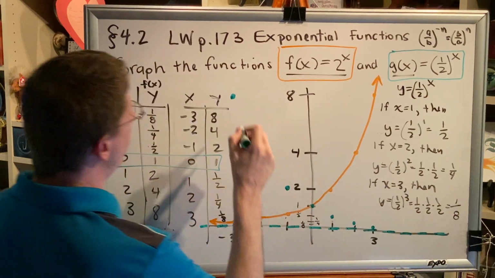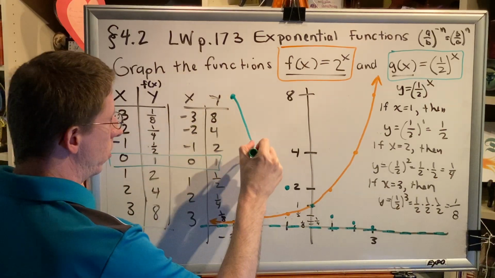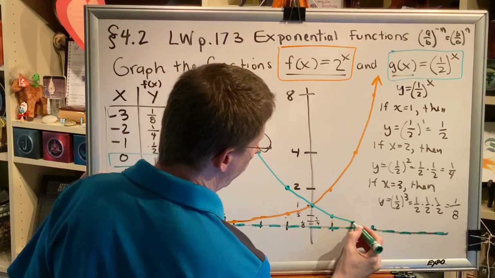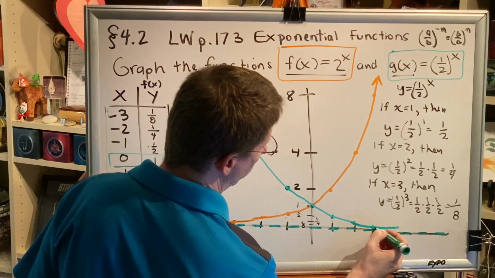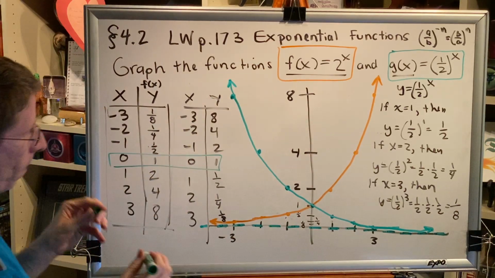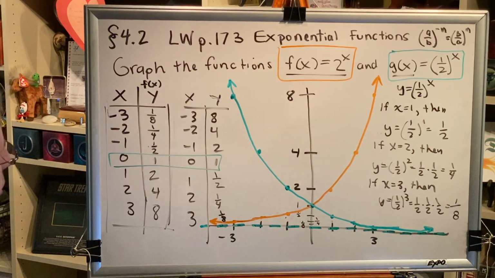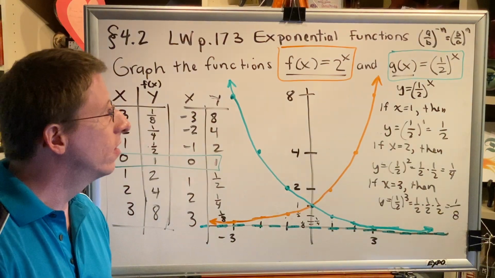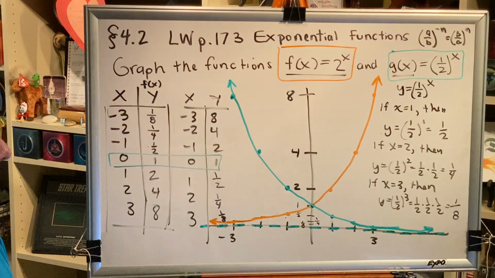And once again, we notice that there is an asymptote for our curve, because these values are going to approach but never reach 0. All right, so we have now created the graphs for f of x equals 2 to the x and g of x equals 1/2 to the x.